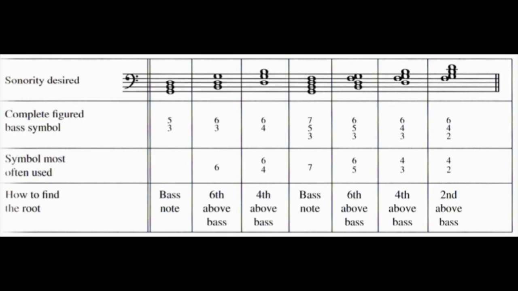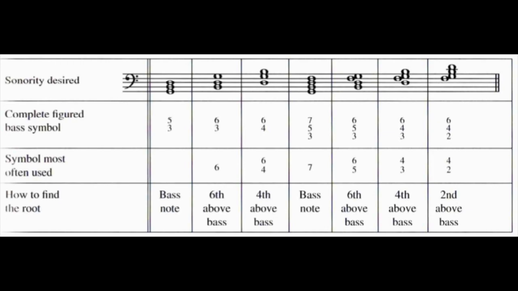Our first inversion seventh chord, in the figured bass system, they would have called this a 6, 5, 3 because there's an interval a third above, a fifth above, and a sixth above. But in this case, we will omit the 3 to simplify it because there is not another interval with a sixth and a fifth. So we call this a 6, 5.